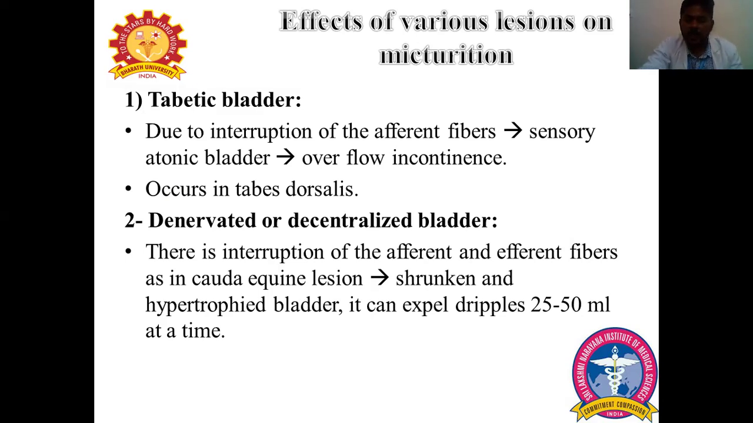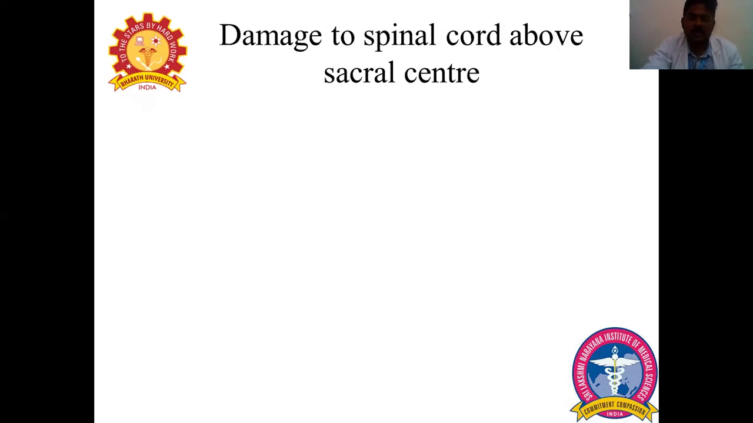And what will happen now? The bladder capacity is very less. Because it's shrunken, the bladder capacity is very less. It can hold only 25 to 50 ml, and beyond that, it will cause dribbling of urine. Okay, this is denervated or decentralized bladder.